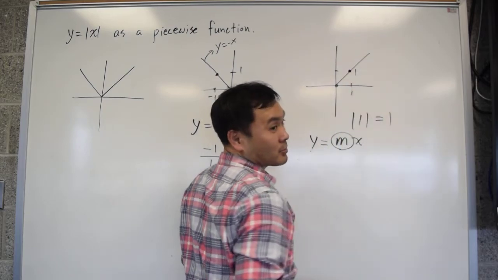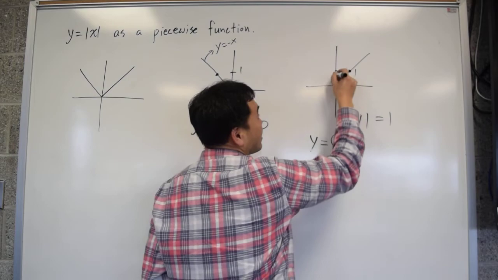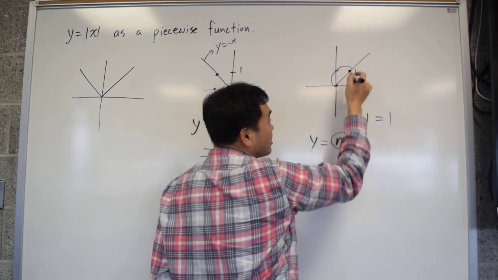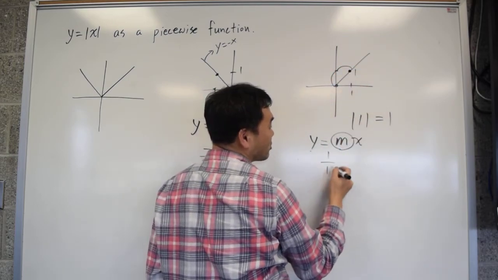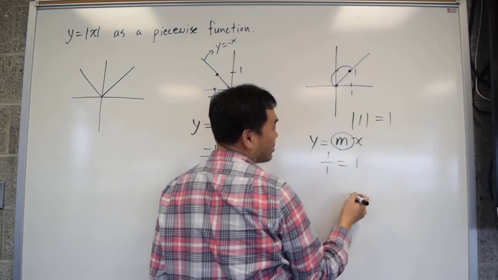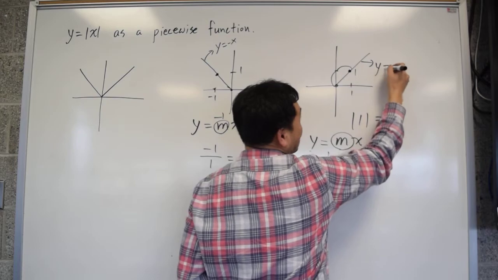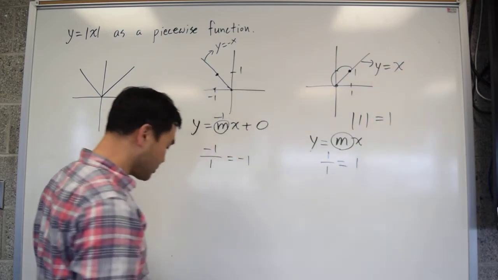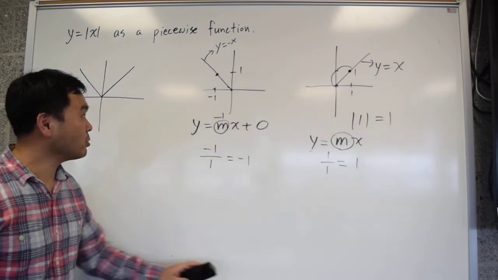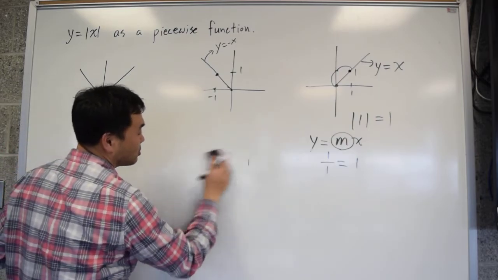What's the slope? Rise is 1. Run is 1. So it's 1 over 1, which is 1. So m is 1. Therefore, this equation is y equals x. Okay. So we almost have it.